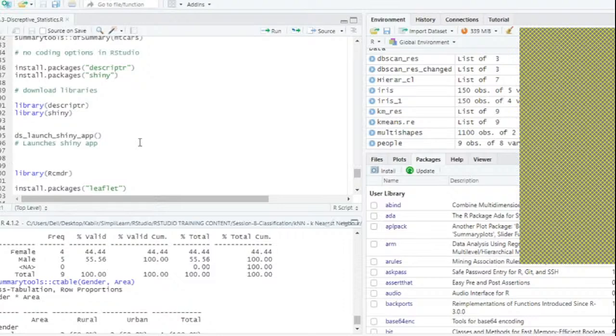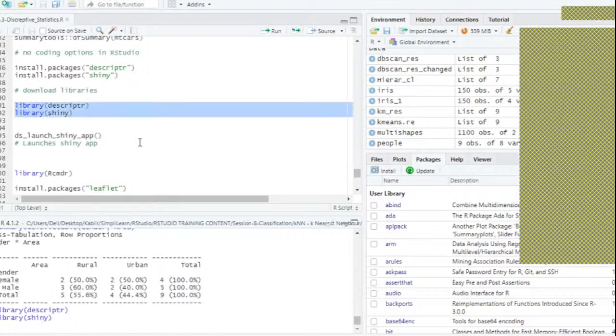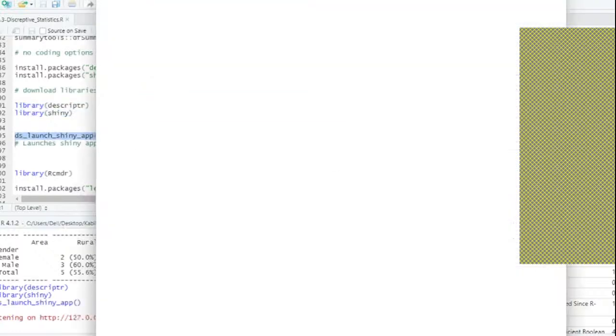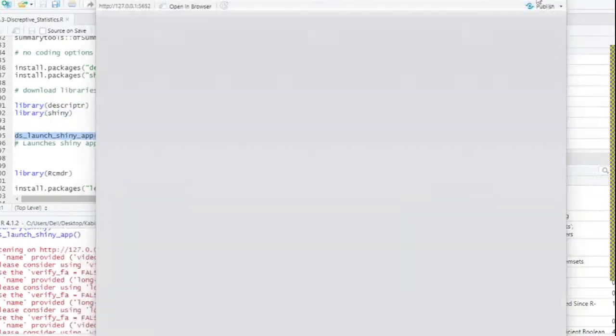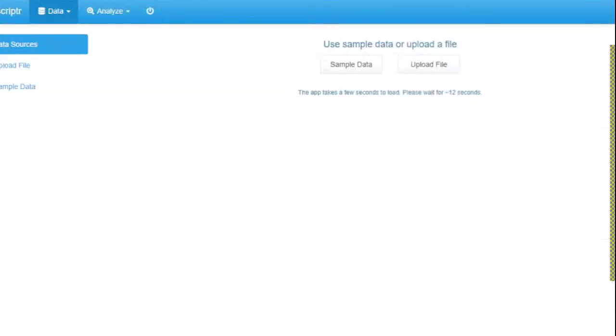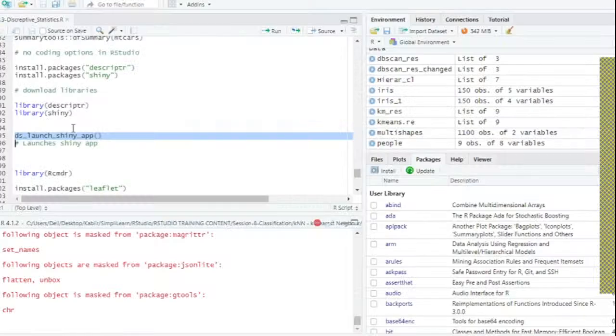So when you run this line, after you activate these two packages and you launch Shiny, see what happens. Look at the interface you get. This window will open when you launch the Shiny app.